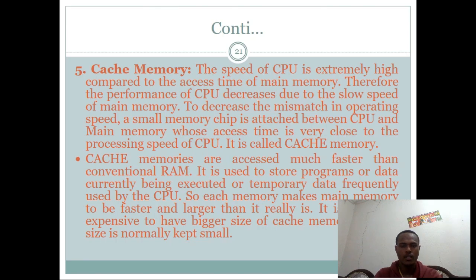Cache memory. The speed of the CPU is extremely high when we compare it with main memory. Therefore, the processing speed of the CPU decreases due to the slow speed of main memory. To decrease this mismatch, we use cache memory. Cache memories are accessed much faster than conventional RAM. It is used to store programs or data currently being executed, or temporary data frequently used by the CPU. So cache memory makes main memory appear faster and larger than it really is.